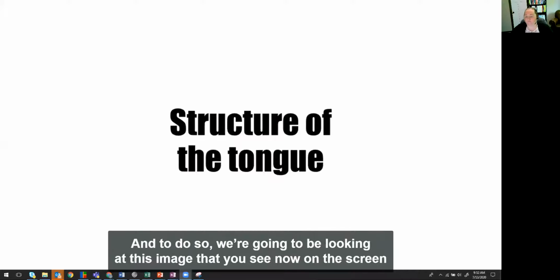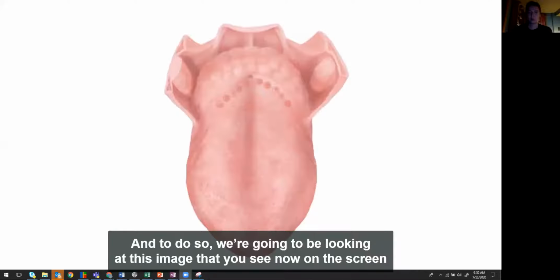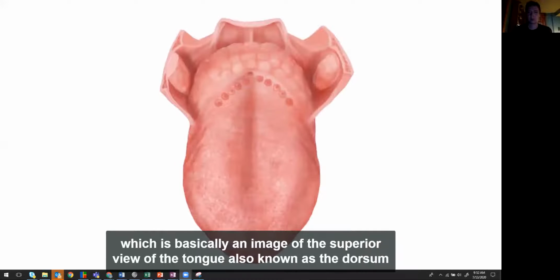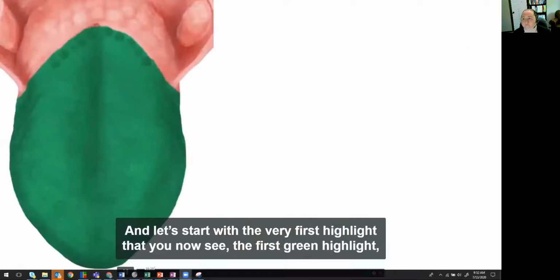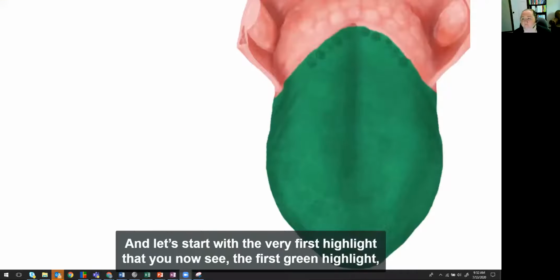Everyone, from Ken Hubban. Welcome to another anatomy tutorial. For this time, we're going to be talking about the structure of the tongue. And to do so, we're going to be looking at this image that you see now on the screen, which is basically an image of the superior view of the tongue, also known as the dorsum of the tongue. And let's start with the very first highlight that you now see, the first green highlight, which is the body of the tongue.